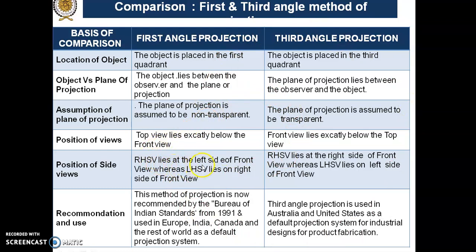Right hand side view will appear on the left of the front view, whereas left hand side view will appear on the right of the front view in first angle, whereas in third angle right hand side view will appear on the right side of the front view, and left hand side view will appear on the left of the front view. Top view will lie exactly below the front view in the first angle, and front view will lie exactly below the top view in third angle.